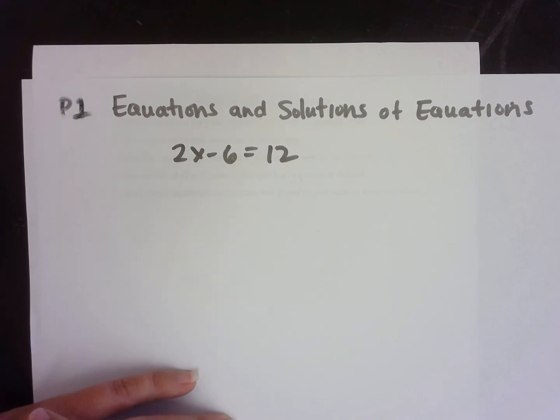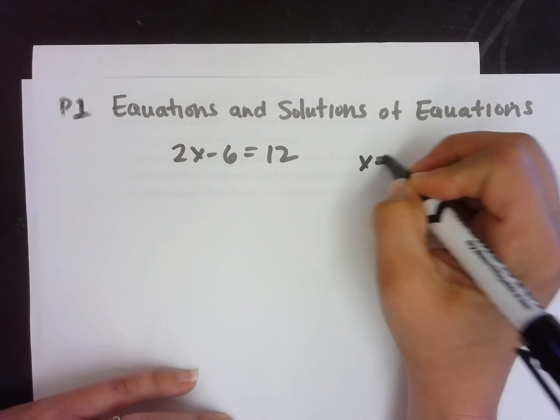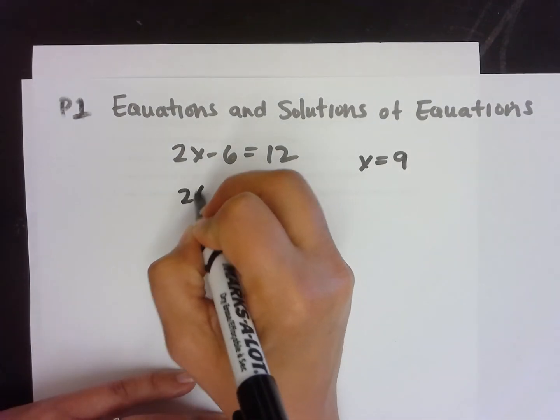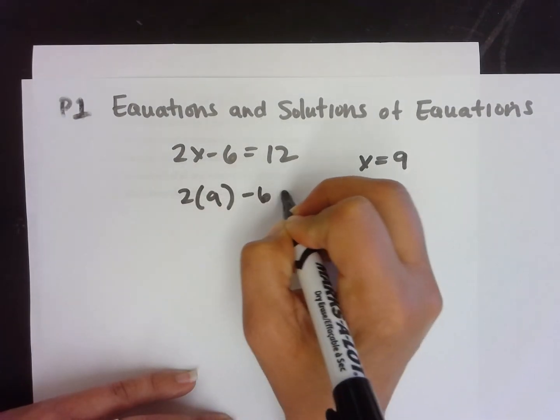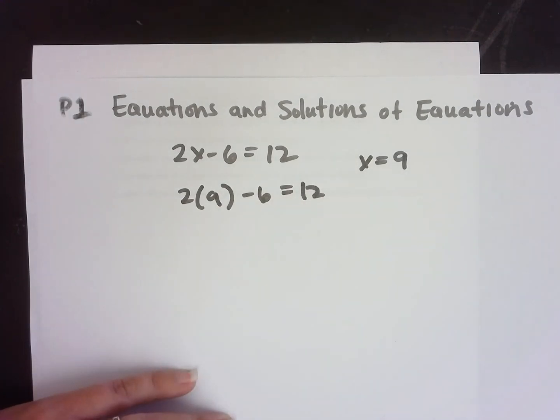So a solution that would make this equation true would be a value for x that makes my equation true. It's not too terribly hard to guess and check our way to find out that if x is equal to 9, then 2 times 9 minus 6 is equal to 12. So x equals 9 is a solution to our simple equation.